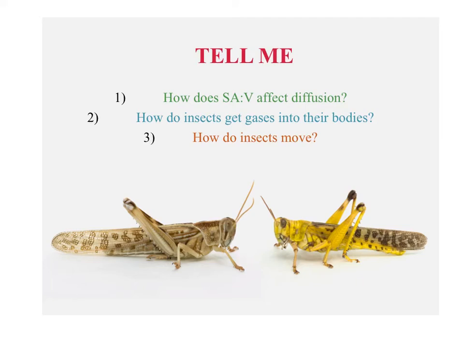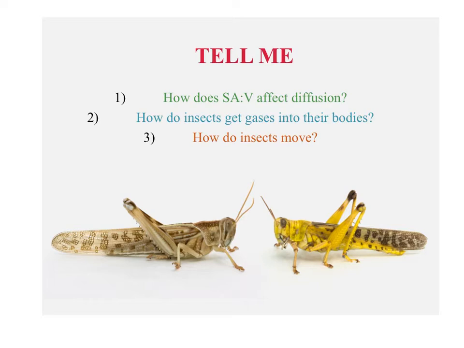As you can see, today we are looking at insects. Before we begin, as per usual, please have a go at pausing the video and attempting these questions. How does surface area to volume ratio affect diffusion? How do insects get gases into their bodies? And how do insects move? You might not know these, you might know these. Either way, I'd like you to have an educated guess. Do your best and we'll go through those in a second. So pause now and play again when you're ready.